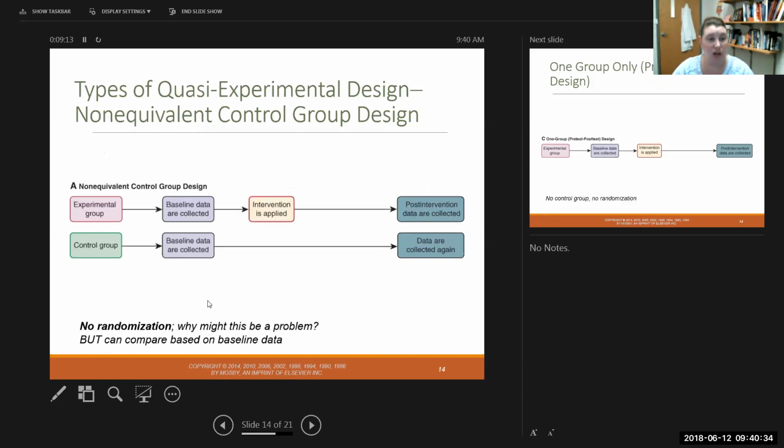This one is called a non-equivalent control group design. We have an experimental group and a control group. Again, here you see we're collecting baseline data. In the experimental group, we do an intervention, and then we collect data again at the end. So we are just comparing kind of based on our baseline data here and the intervention that we're seeing.